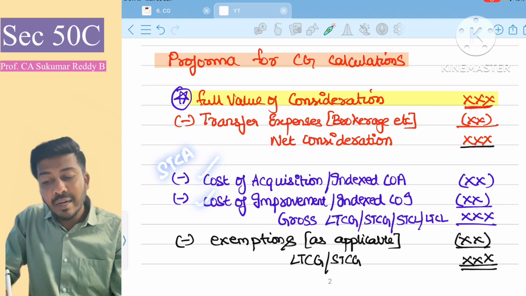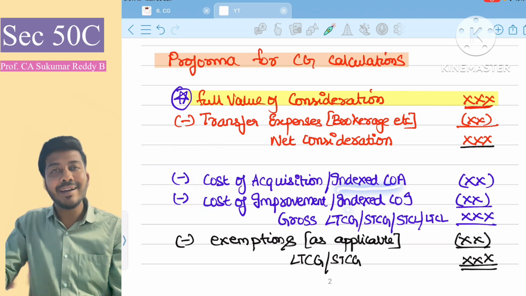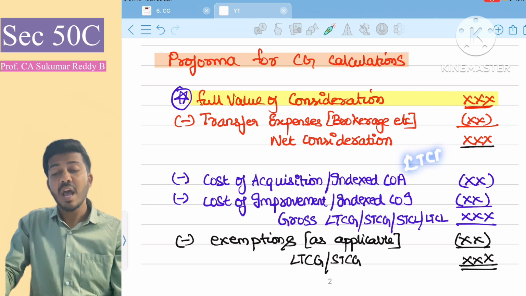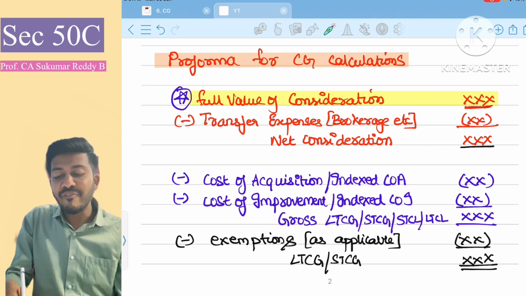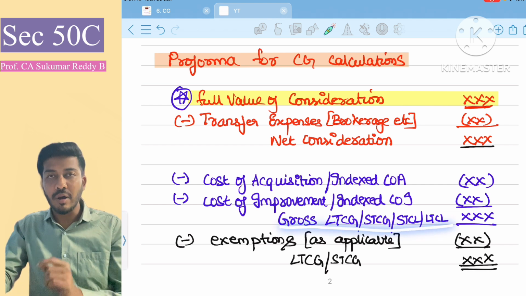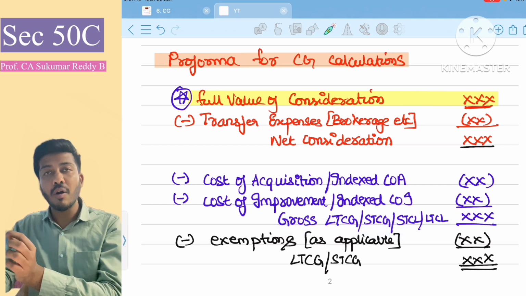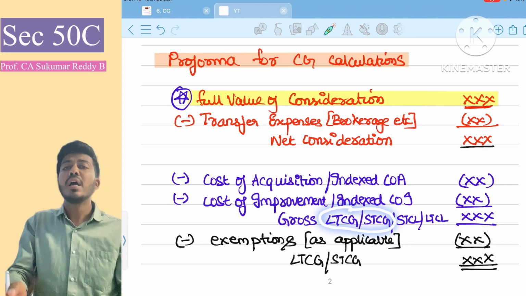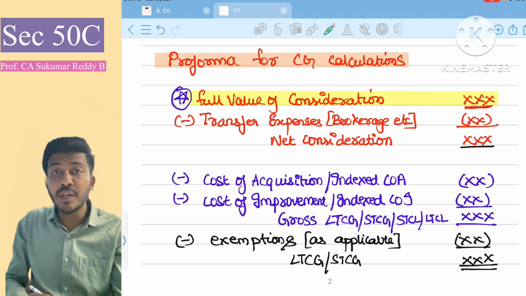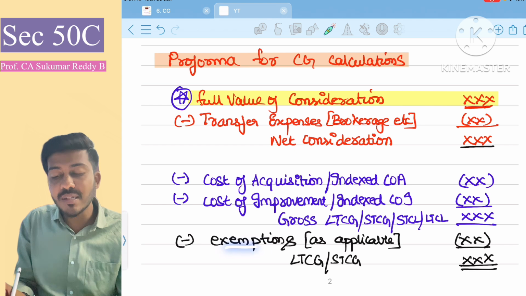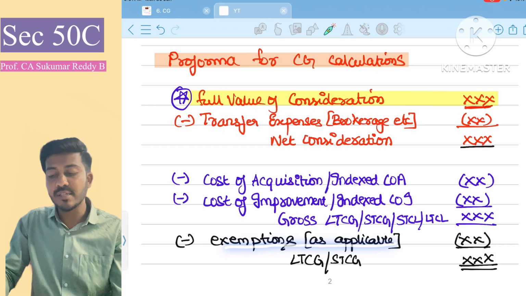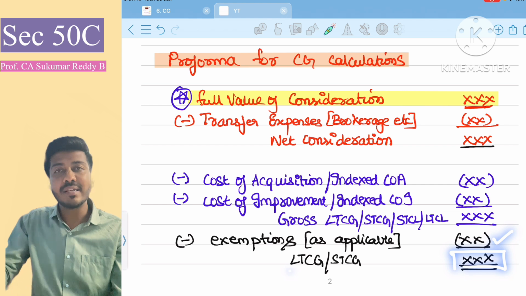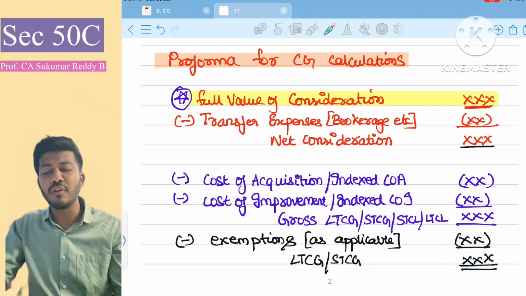You can minus indexed cost of acquisition or indexed cost of improvement if it is a long-term capital asset. After minusing this, you will be left over with gross LTCG or STCG, LTCL or STCL. If you are having LTCG or STCG, government will give you another beautiful benefit to minus exemptions under section 54 series. Once you minus this, you will be left over with taxable LTCG or STCG. This is how our pro forma looks like.